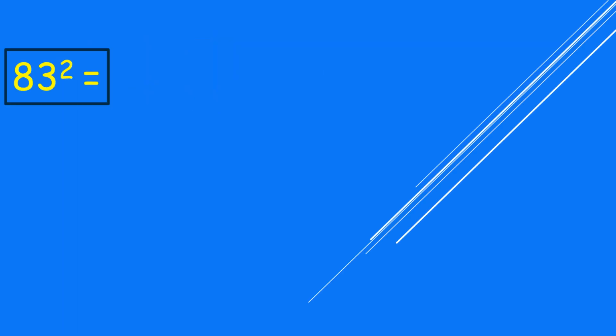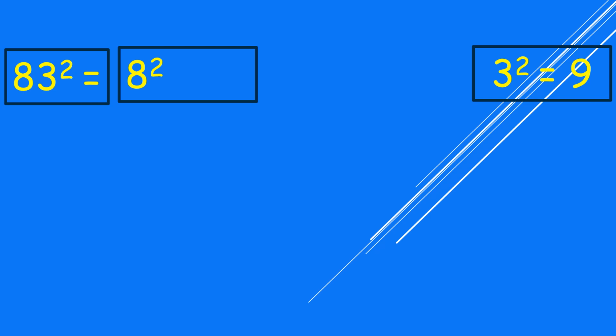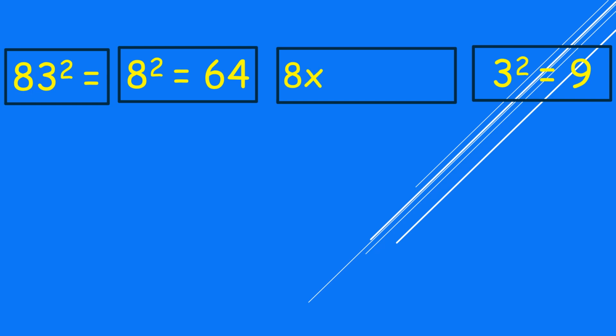Let's look at one more example: 83 squared. Square the 3, we have 9. That gives us the third term. Square the 8, and that gives us the first term. Then we multiply 8 by 3 and by 2 to get the middle term. The first term is 8 squared, which is 64. The third term is 3 squared, which is 9. The middle term is 8 times 3, which is 24, and 24 times 2 is 48.